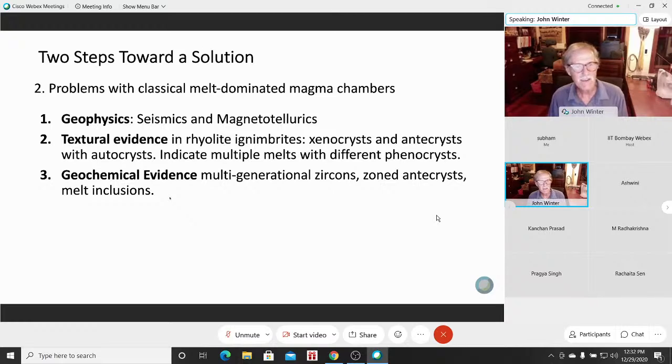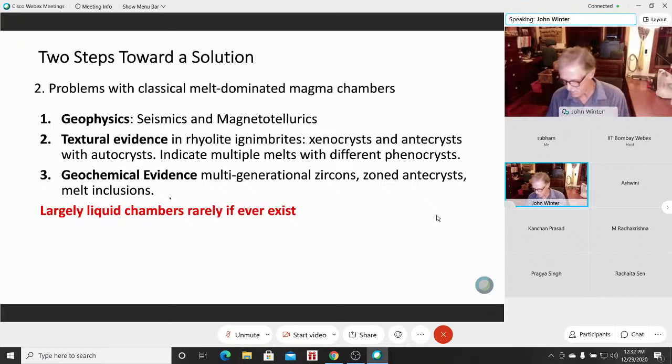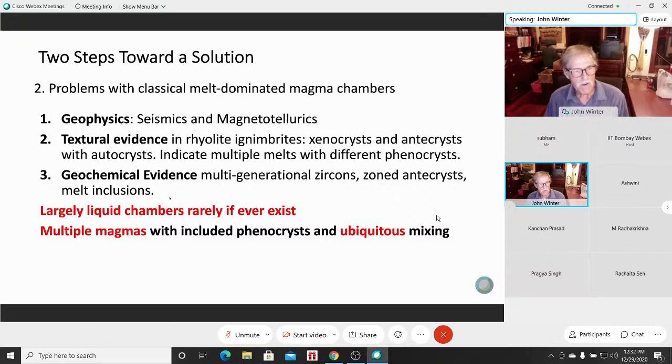So it looks like, and again, rhyolite ignimbrites are the best because they're just delivering all of this stuff at once. Granites have a lot more time as they cool more slowly to sort of cure and anneal a lot of this evidence out. So, what can we say from this? Largely liquid magma chambers rarely, if ever, exist. And there have been multiple magmas with included phenocrysts that differ from one magma to the next. And magma mixing seems to be ubiquitous. That is how we find so many of these xenocrysts, anticrysts, melt inclusions all together.